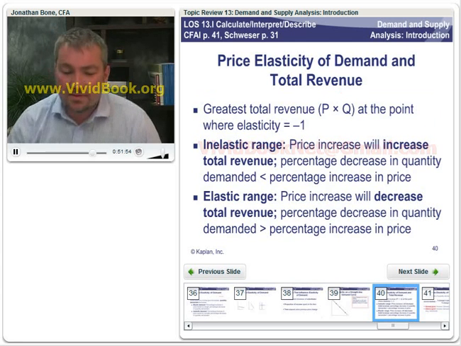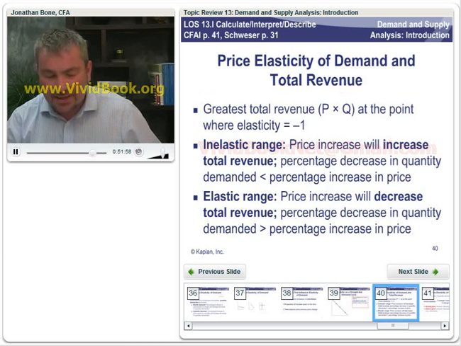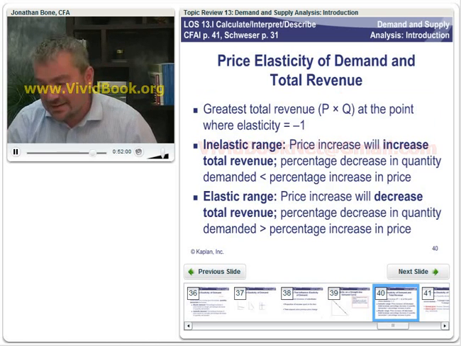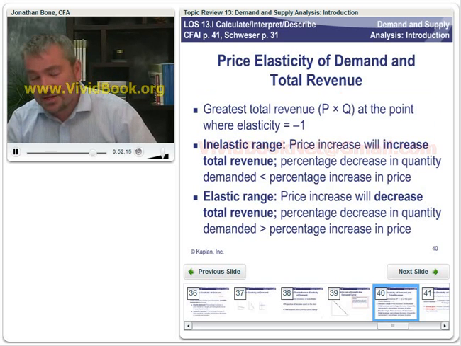Yes, so greatest total revenue, price times quantity, is at the unitary elasticity part. In the inelastic range, it makes sense to increase price because that will increase revenue. Remember, quantity demanded falls by a smaller proportion than change in price. If you're on the elastic part, cut your prices because remember, quantity demanded will change by a bigger proportion than price.